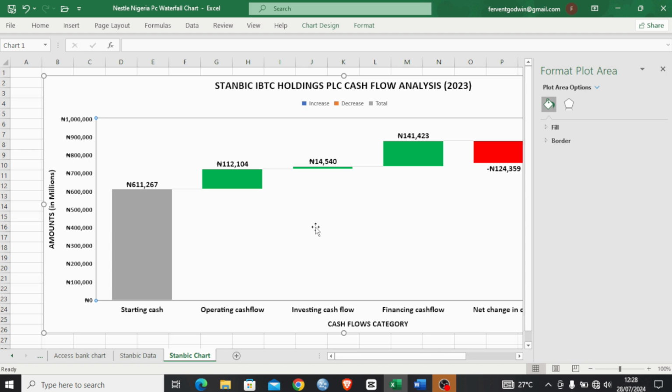I'm trying to see if I can bring in the zoom so that I can give a closer look into the analysis. Okay, I think this would fly now.